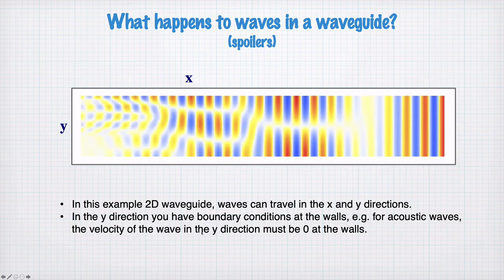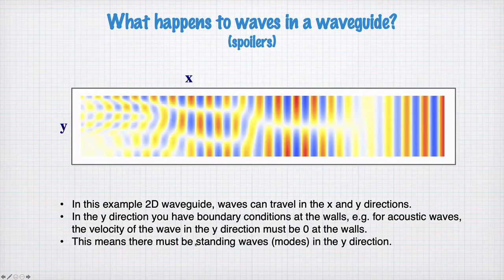So in the y direction, the key thing about the waveguide is you have boundary conditions at the walls. And for acoustic waves, the velocity of the wave in the y direction must be 0 at the walls. Now actually I've misspoken a little bit here. What I mean is the velocity of the particles. So we're talking about an acoustic wave. The particles of air, the nitrogen molecules, the oxygen molecules, they must have 0 velocity in the y direction at the walls because they can't travel through the walls. So they must be stationary at the walls. So that's the boundary condition.